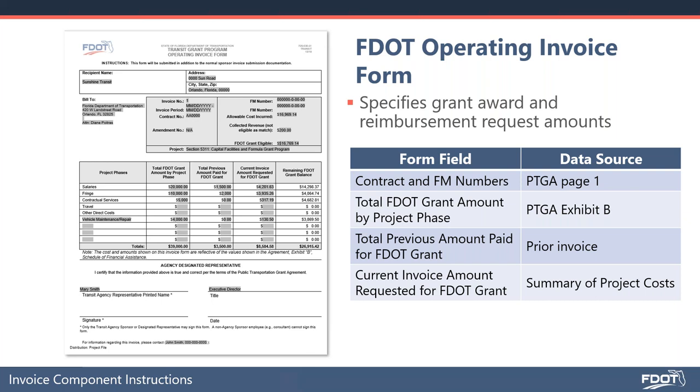For the contract number, this is something that you're also going to find in your PTGA. It's on the first page. Your amendment number, if the contract has been amended, you want to include the amendment number. If it has not, you would put in NA. The FM number is also located on the executed PTGA.